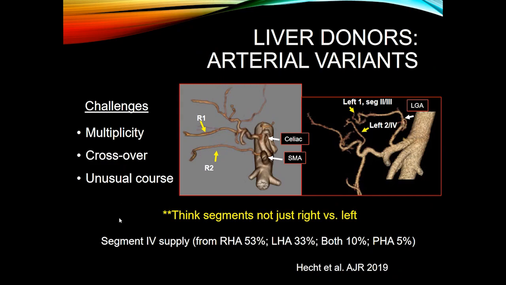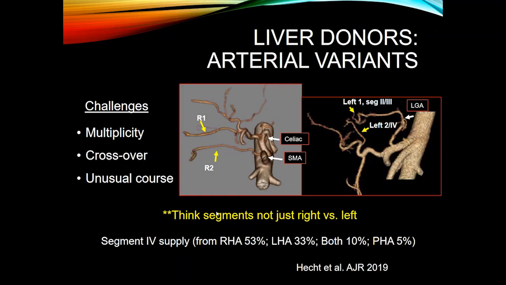The most important challenges to recognize are the more anastomoses, the more risk for complications. So multiplicity is the most common thing that we'll encounter. Also, if there's any crossover between right and left lobe, this has implications and vessels may be sacrificed or the patient may not be a good candidate. Also, any unusual course of the vessels where there's a crossing or entanglement of vessels, this may be very challenging to deal with, and again, this may be a contraindication to donation.